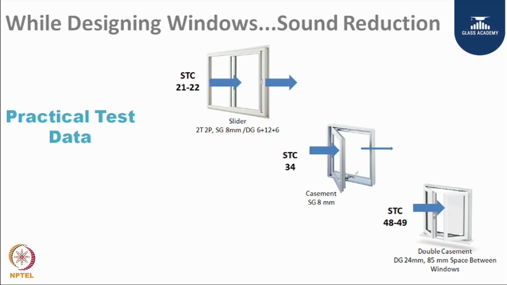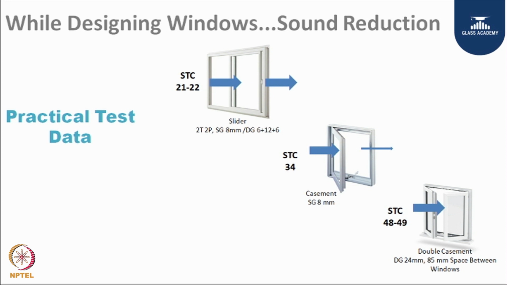To give you an analogy, a brick wall typically will have an STC of 50, which means the slider windows are almost half that of a wall. That means it is a weak point from where the sound can come into your house. But the moment you move to a casement window, which is openable with multi-point locking and double sealing, the STC goes up to 34, and therefore it is at least, I would say, one third poorer than the wall, but at least it is much better than the slider.